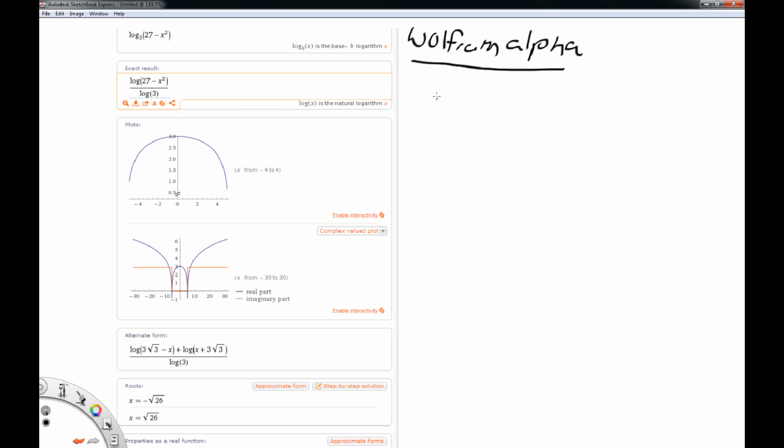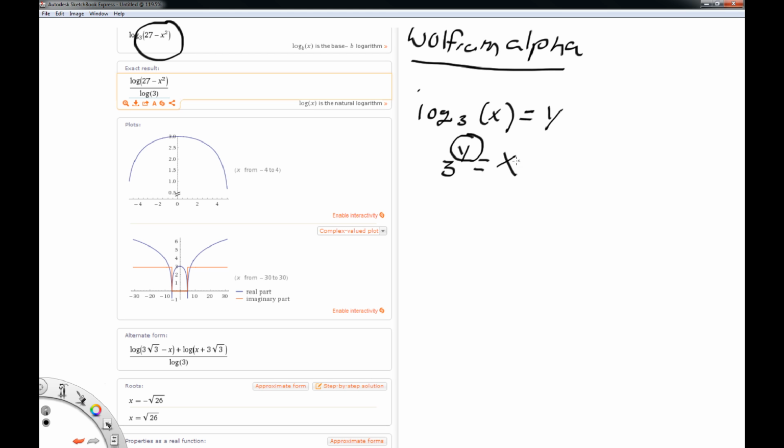Well, the domain has to be this inside has to be greater than 0, and the reason for that is the log of a negative number is imaginary. Say log base 3 of x is equal to some number, and basically that means 3 to the what equals x.